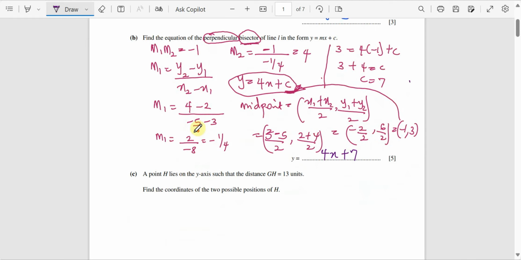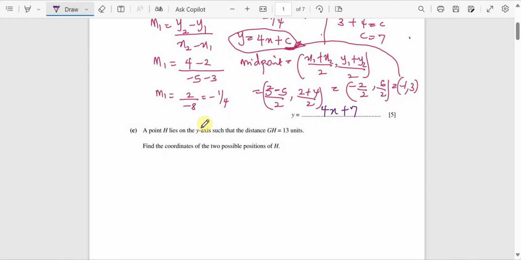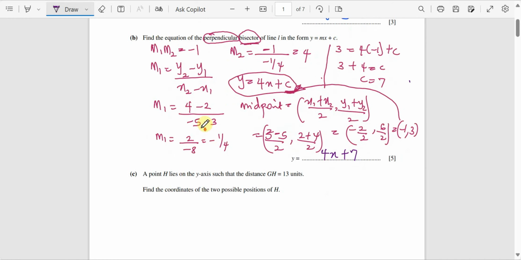I hope that is clear. So move to the next question. Question 1C says a point H lies on the y-axis such that the distance GH is 13 units. Find the coordinates of the two possible positions of H.